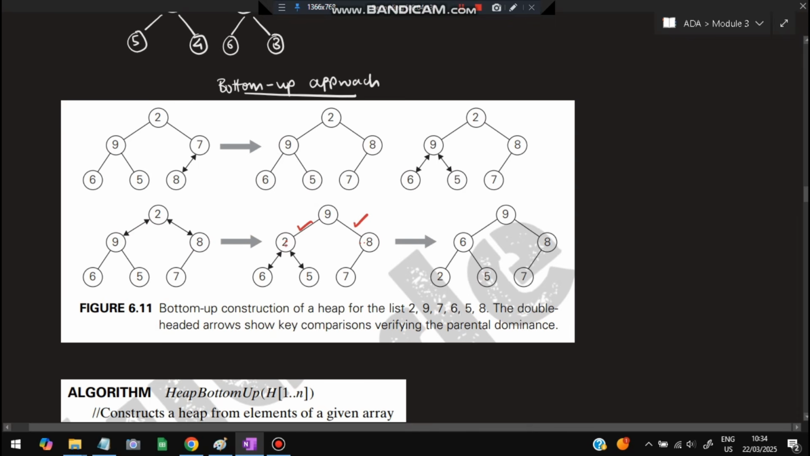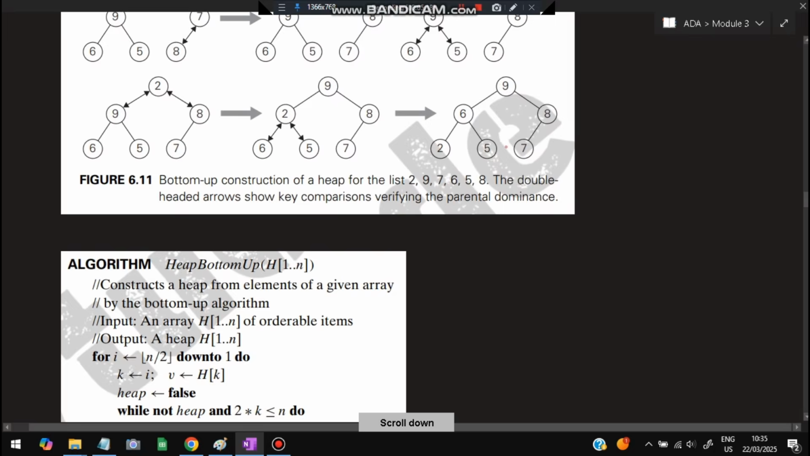But since we made a change here, we have to check whether this one is still fulfilling the criteria or not. Previously it was 9, so it was fulfilling the criteria, but 9 has gone up and 2 has come here. Is this parent-child relationship still satisfied? Is 2 greater than its children? No, it's not. So we have to exchange it. Which is the greater element, 6 or 5? 6 is greater. So exchange 6 with 2, and 2 will be here and 5 will be here. And again, when 6 comes here, 9 and 6, is it fulfilling the criteria? Yes, it is. So this is a heap which we have constructed using the bottom up approach.